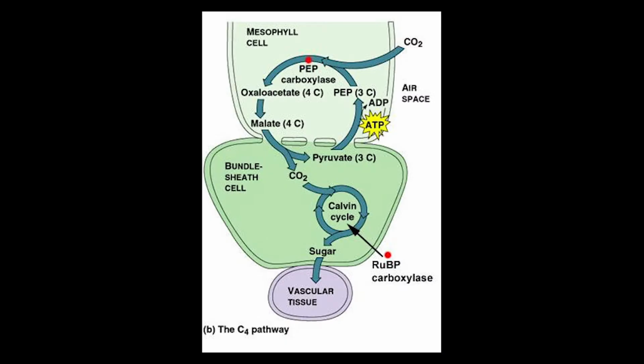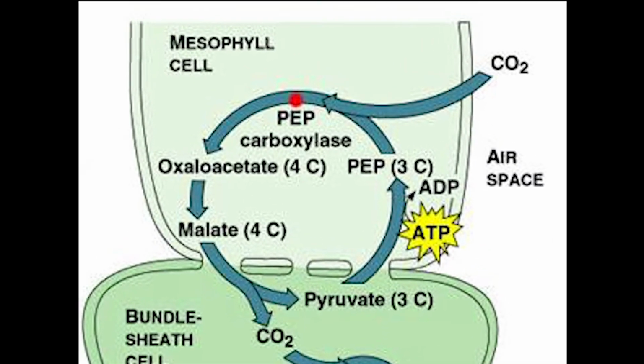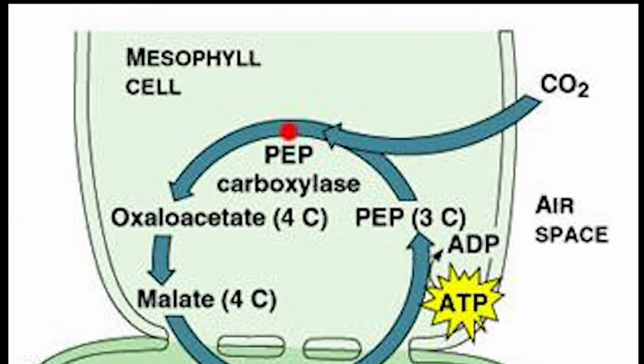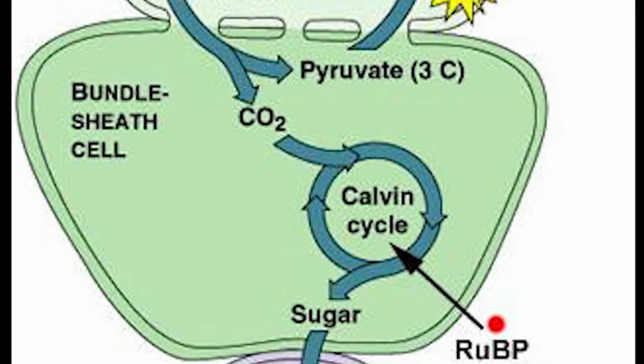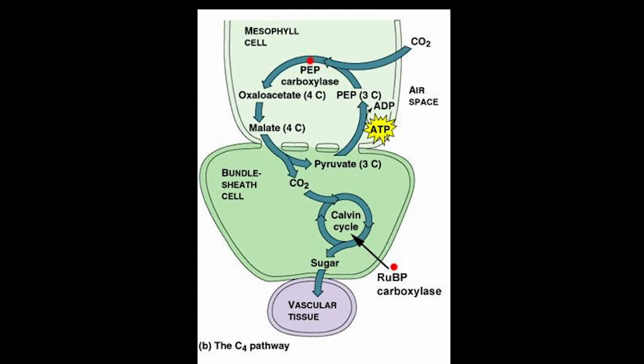C4 plants have a specific anatomy along with their method of photorespiration, which includes mesophyll cells and bundle sheath cells. It maintains a CO2 concentration in the bundle sheath cells that favors photosynthesis over photorespiration. Mesophyll cells add CO2 to PEP to form a 4-carbon product, oxaloacetate, before being transported to bundle sheath cells. From there, CO2 is released and enters the Calvin cycle.